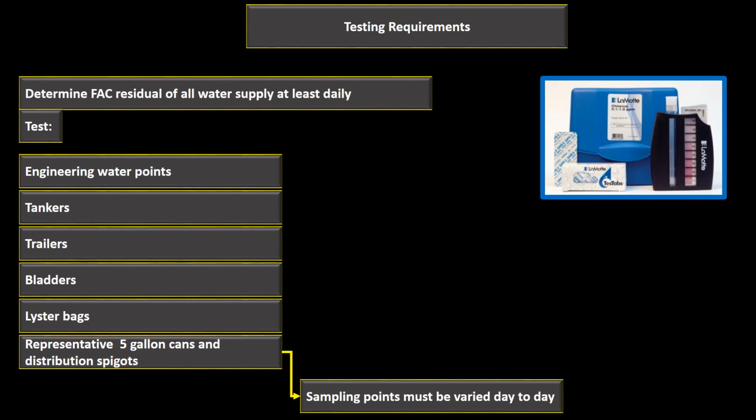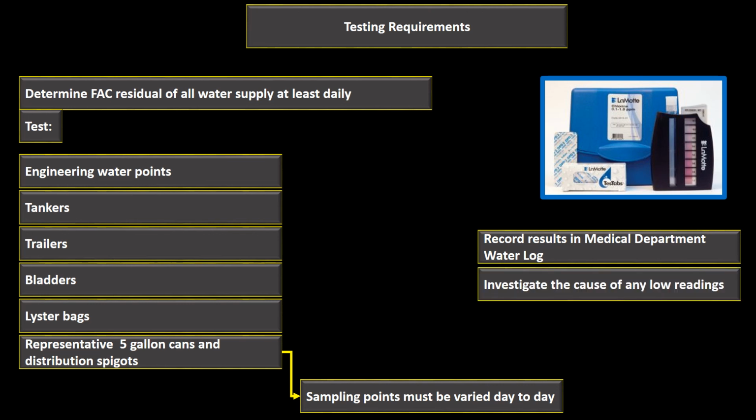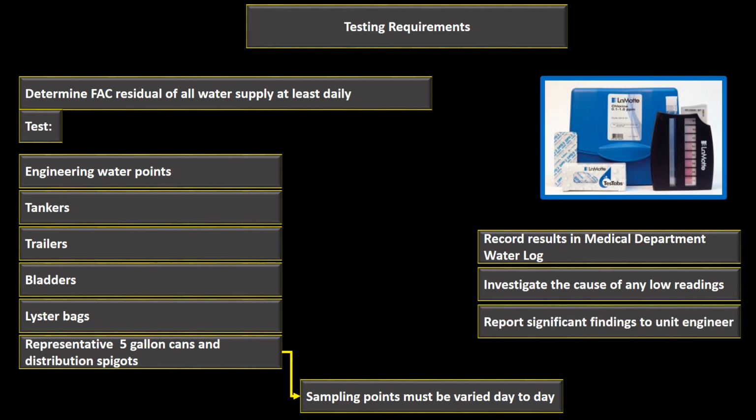When we measure our chlorine every day, we've got to make sure that we record that in the medical department water log. We've got to investigate the case of any low readings, because your chlorine usually drops when something's in there, causing it to be used. So we've got to investigate any low readings, and we need to report any significant findings to the unit engineer.